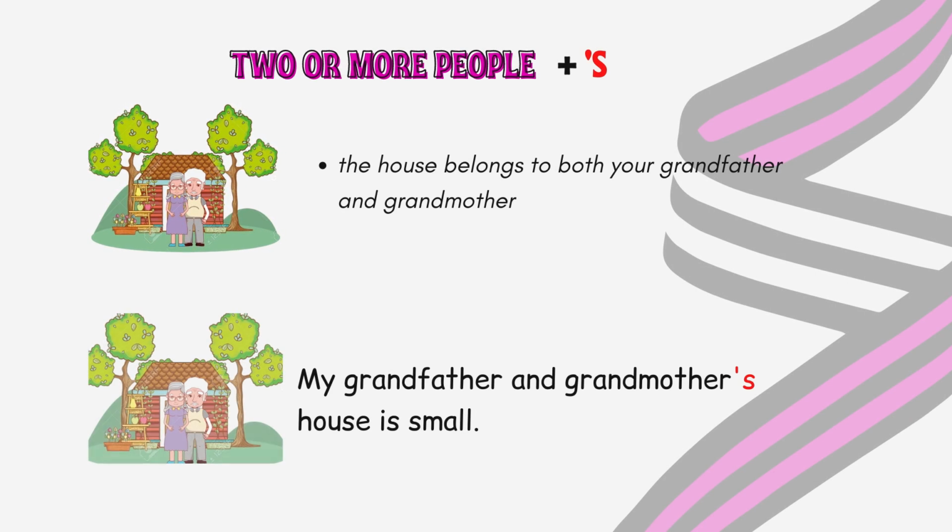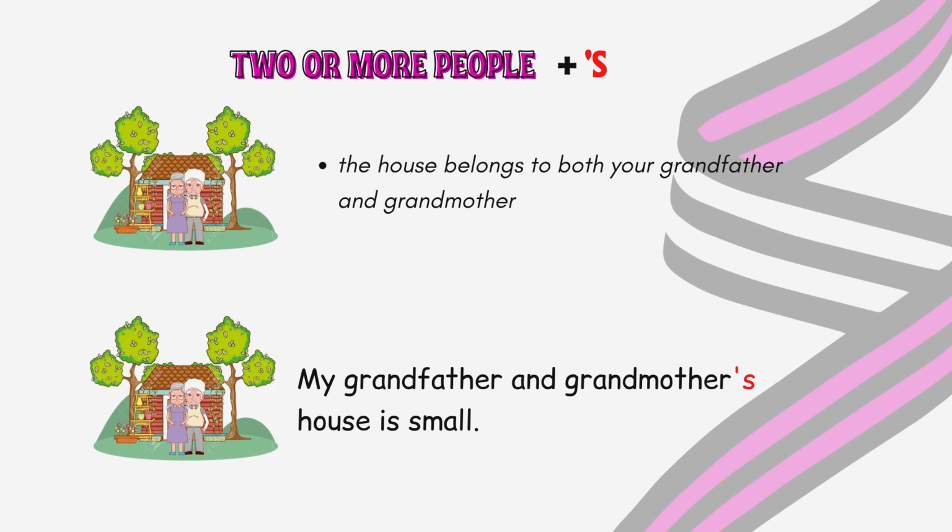When we are talking about two or more people, we must put apostrophe S depending on the situation. Look at the first situation. My grandfather and grandmother. In this situation, the house belongs to both your grandmother and grandfather. So, in this situation, we only add apostrophe S to the final name. My grandfather and grandmother's house is small.